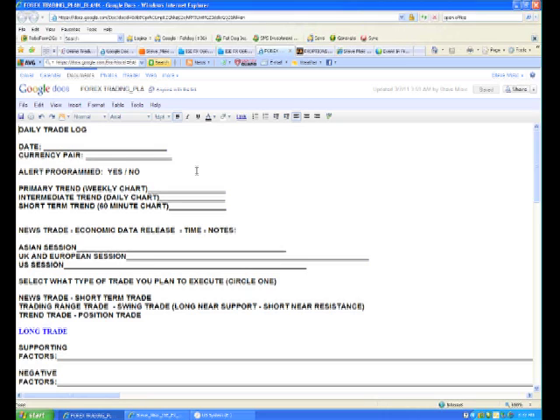So when the underlying ISE FX Options Index touches a line that I want to trade at, the computer will tell me, alert, and I will go into the trading room and I will place my trade by buying or selling the options that I want to trade based on what the underlying is doing. I'll write down my primary trend from my weekly chart. I'll write down my intermediate term trend from my daily chart. And I'll write down my short-term trend from my 60-minute chart.